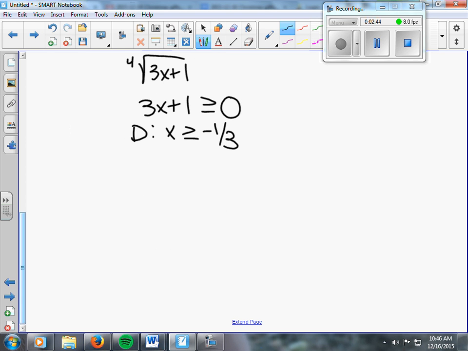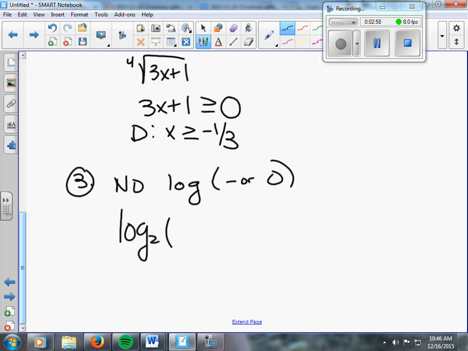The third rule is for logarithms, and I'm going to go ahead and go over that now. But no log of a negative number or 0. Okay, so for example, say you have the log base 2 of 5x plus 1, then 5x plus 1 must be greater than 0, not greater than or equal to, just greater than, and x is greater than negative 1/5 then. Okay, those are your 3 domain rules.